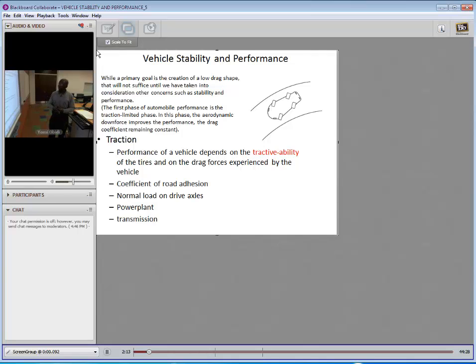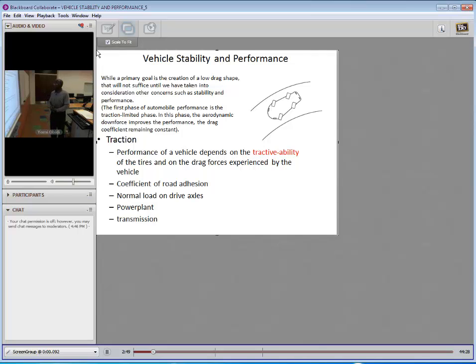But this is the primary section. The first phase is a very critical phase. Traction. What is traction? Well, the performance of a vehicle depends a lot on its tractive ability, the ability for the tire to grip to the ground and to be able to effect motion. You know, Newton's third law, action and reaction. The tire hits the road, pushes forward, and is able to effect traction.